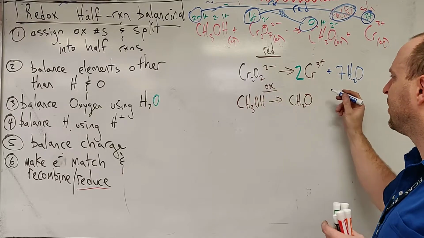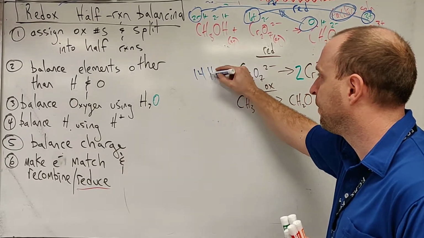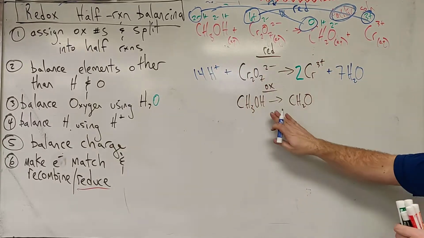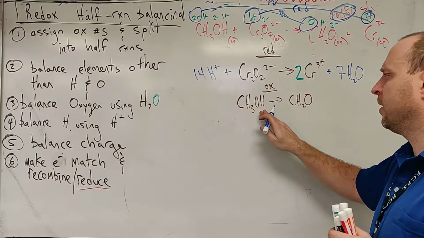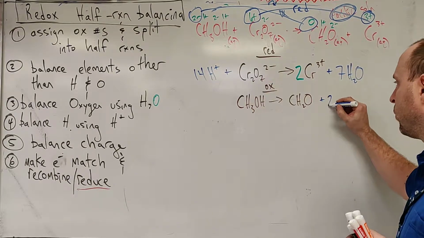I don't have any hydrogens there. I have 14 of them over here, so I'm going to need all 14 of them to appear over there. Looking at this one, I've got 3 and 1 is 4 hydrogens versus 2, and so we're going to need 2 more hydrogen ions.